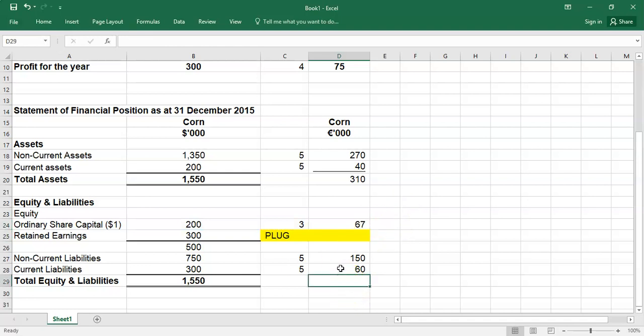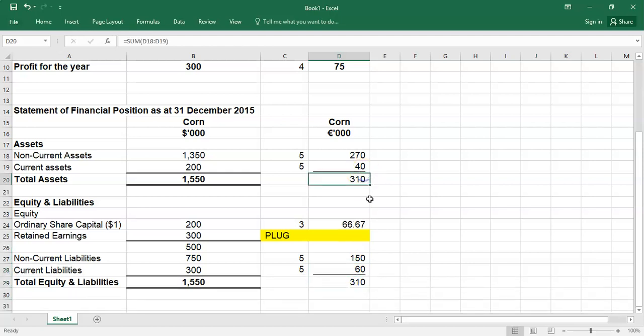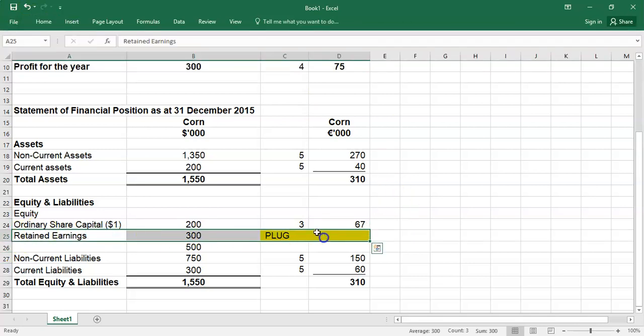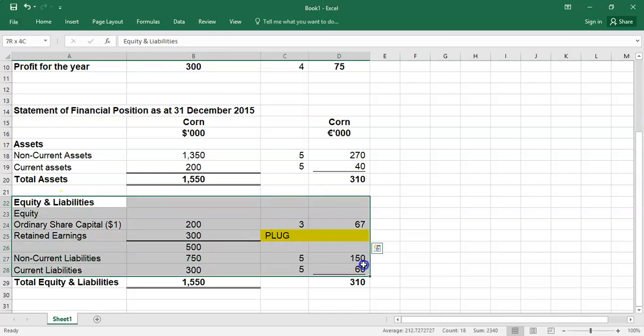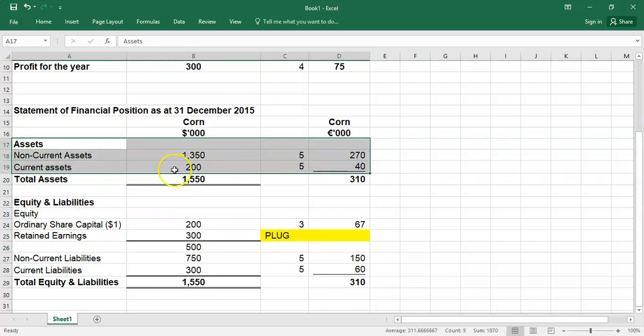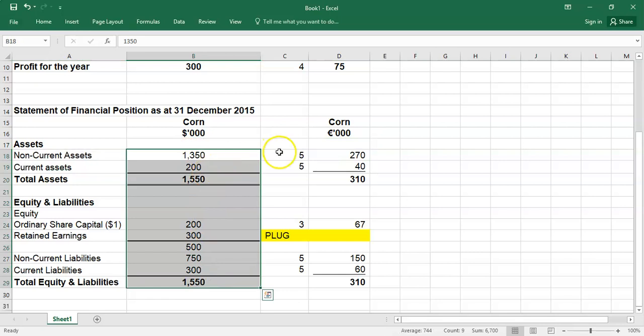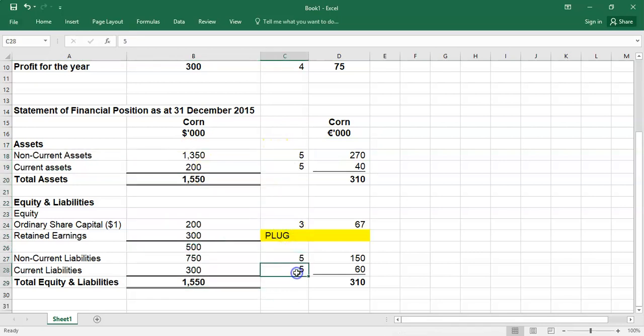So we need total equity and liabilities to be 310 as well, because total assets must be 310, so total equity and liabilities must be 310. So you're actually going to back into the answer here. We're saying what retained earnings figure is going to make the equity and liabilities balance with the assets. They do balance in dollars, but when you have different rules for different items, they're not going to balance in euro. There's going to be a plug figure, and then we're going to come down and break out that plug figure and figure out what's in it.